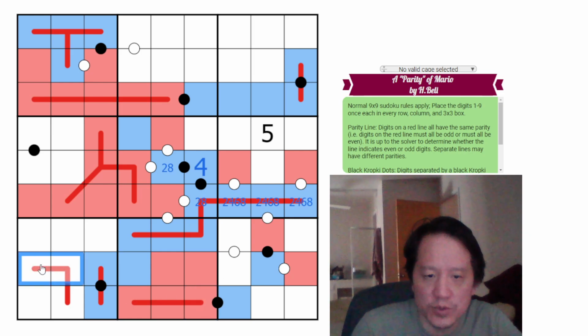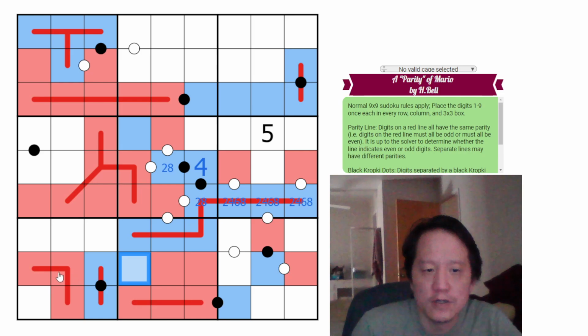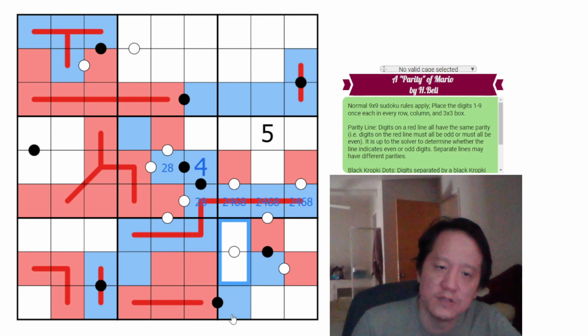This cannot be 2 evens because we have 3 evens in row 8. And that would make 5 evens, which is not possible. Therefore, this is odd. So all of these are odd. So these 3 are odd. This is 2 evens. One of these is odd, one of these is even. It doesn't really tell us much.